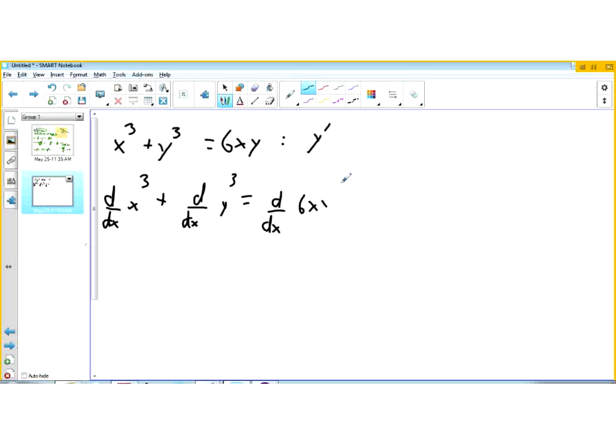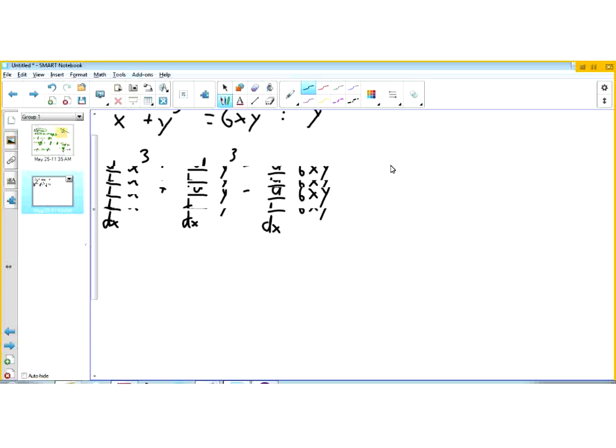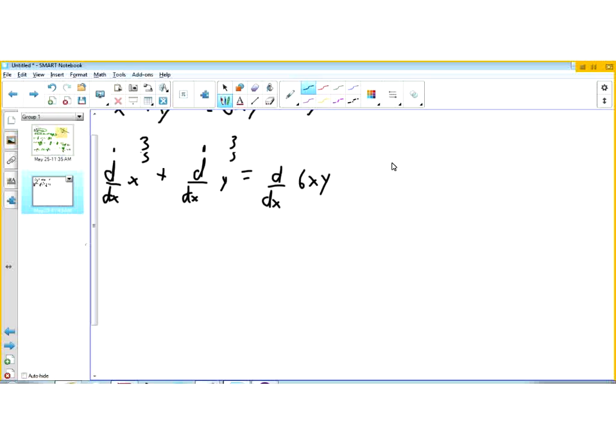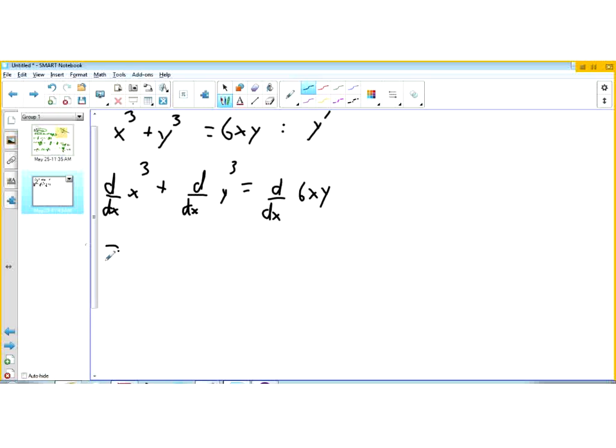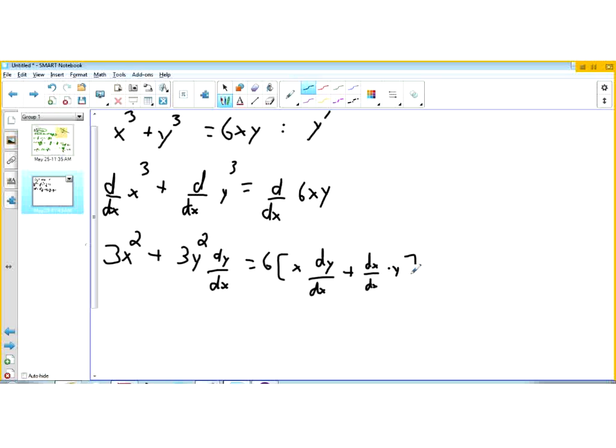Because we know that the derivative operator is distributable with respect to a sum of functions. So simplifying, we have 3x squared plus, use the chain rule here, the power chain rule. So we have 3y squared times dy over dx. And then here we have to use the product rule. Okay, well, we have a 6 constant, so we can take the constant out. And so this would be x times the derivative of y with respect to x plus the derivative of x with respect to x times y.